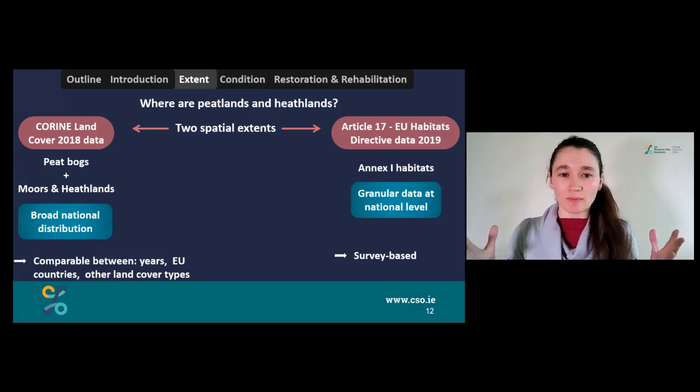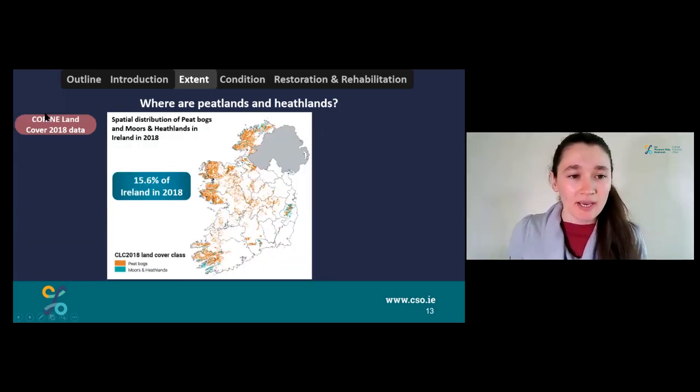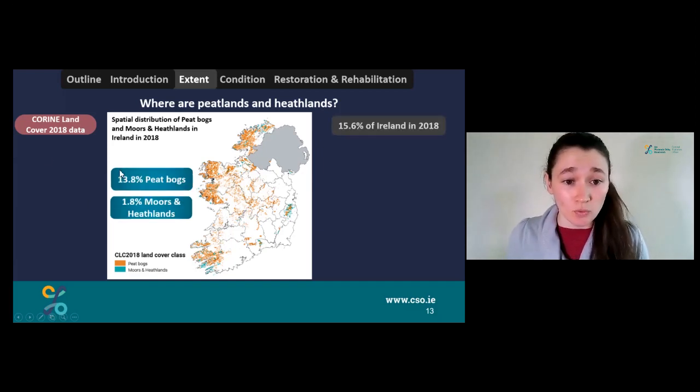Okay, now that we all agree about the definition of peatlands and heathlands and what type of data set we used, let's see where both ecosystems are in Ireland. Based on Corine land cover data, peat bogs and moors and heathlands covered almost 16% of Ireland in 2018. As you can see on this map, they are mainly located along the west coast, in the Midlands, but also in the Wicklow Mountains. Among the 16%, almost 14% were peat bogs, while less than 2% were moors and heathlands.